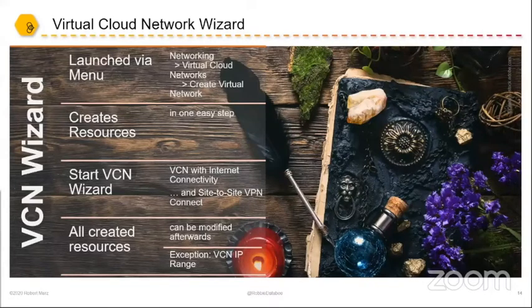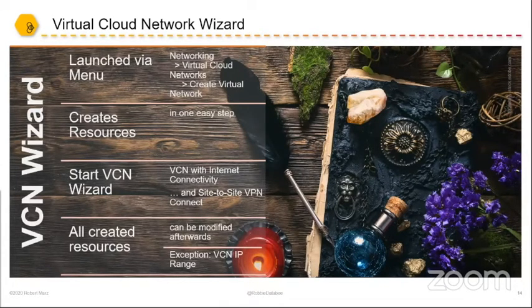So the Oracle Cloud Network Wizard is launched via the burger menu. We will see this in a second. I will give you a short demo of that. And you choose Networking, Virtual Cloud Networks, Create Virtual Cloud Network. So very intuitive. You can create resources in one easy step.